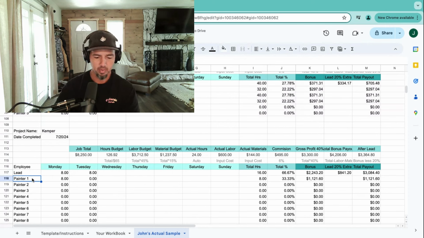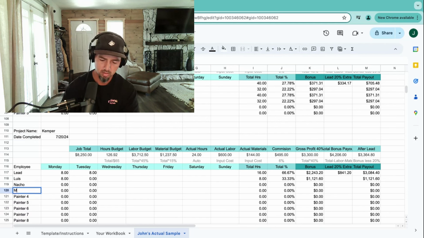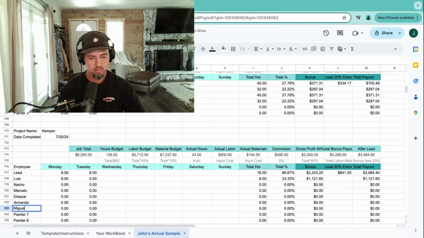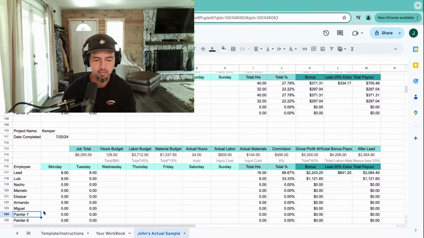Our painters. So I could use the 5 painter project, but then I have to add another line for formulas. So it's easier to do it this way and just not use the extra lines. Okay. All right, so missed that one.